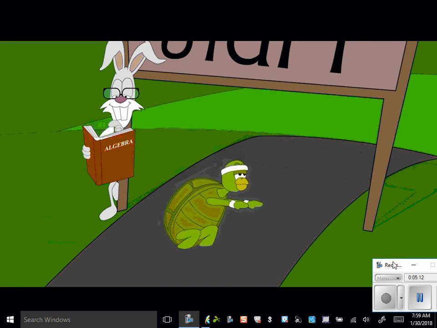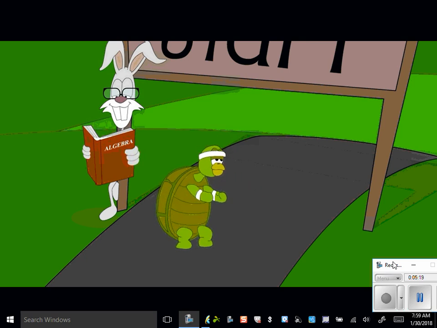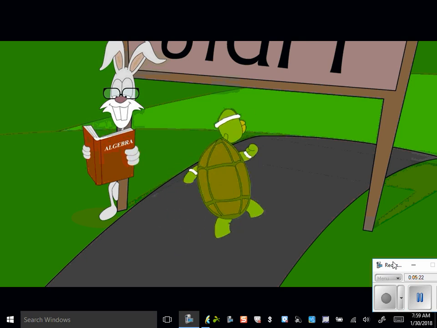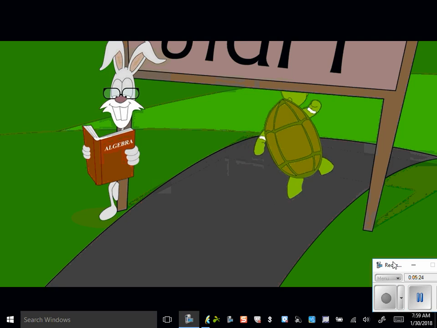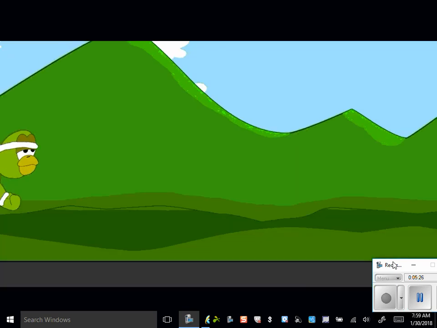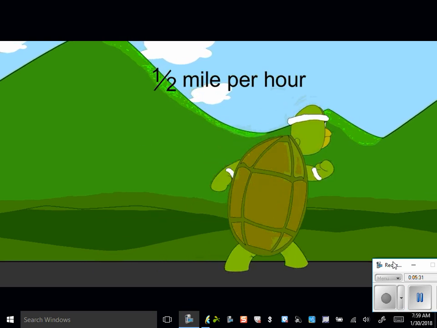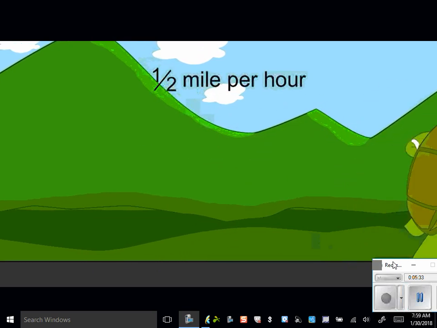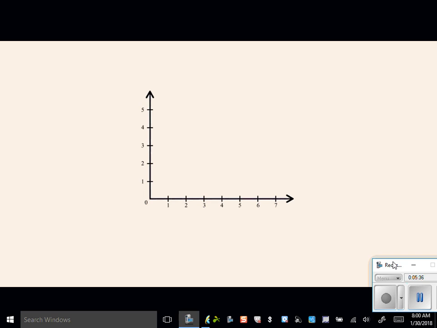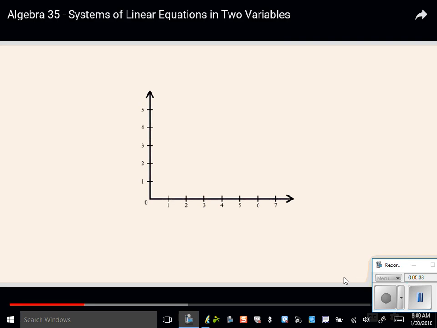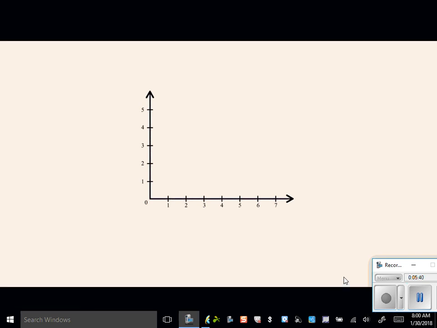As the race begins, the hare, engrossed in a fascinating chapter in his algebra book, decides to give the tortoise a head start so that he can finish reading the chapter on solving systems of linear equations. As the race begins, the tortoise starts down the road at 1/2 mile per hour, a very brisk pace for a tortoise. We can graph the tortoise's distance from the starting point as a function of time, letting the vertical axis represent distance and the horizontal axis represent elapsed time.